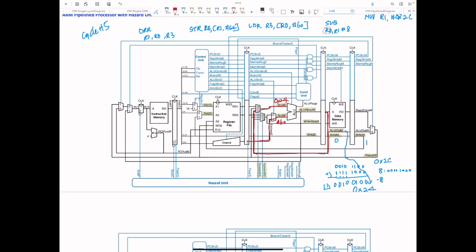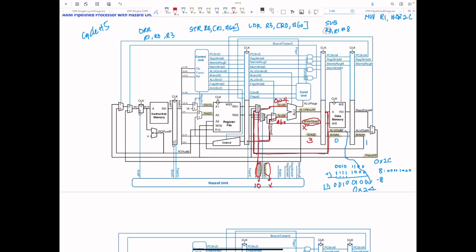First, we have forward AE. This should be what? 10. Forward BE should be don't care, because the second input is coming from the immediate extend, number 60. And then write data. This is a load, so we don't care. That's only for STR. And then the destination register number, which is 3.